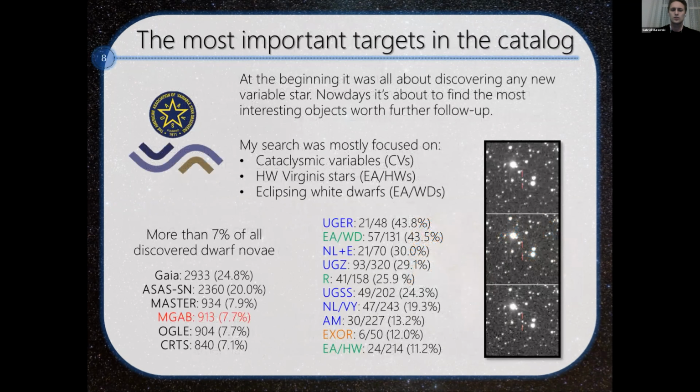Now about what you can find in this catalog. My search was mostly focused on cataclysmic variable stars. That's the most important project. Also HW Virginis stars, so hot subdwarfs with red dwarfs orbiting these stars and showing eclipses, and eclipsing white dwarfs that I'm working on with Sigrid van Orbeke, and maybe he is here with us. If not, for sure he will watch my webinar later.